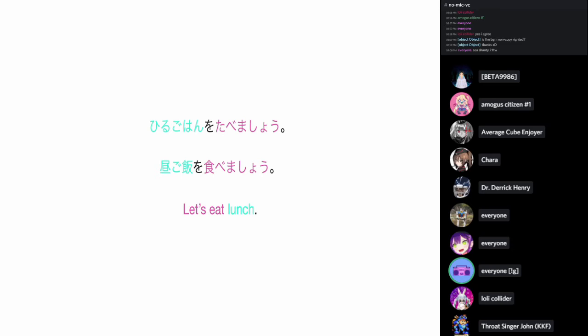So hiru gohan o tabemashou. So hiru gohan is lunch. So hiru gohan o tabemashou. Let's eat lunch. Rather than say hiru gohan o tabemasu, which is I ate lunch or we ate lunch. Tabemashou is let's eat.